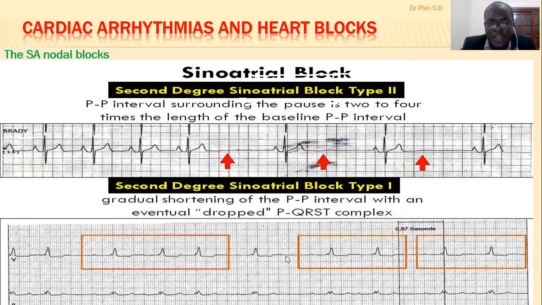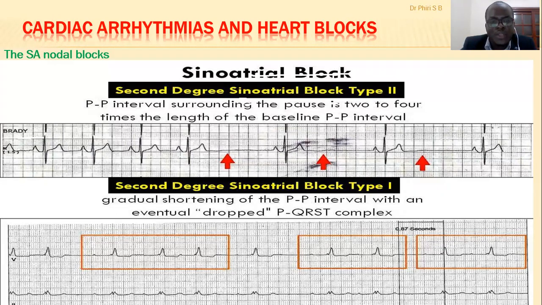So it means this is the second degree sinoatrial block type 1, which is also called the Wenckebach sinoatrial block or Mobitz type 1. Then you have sinoatrial Mobitz type 2.